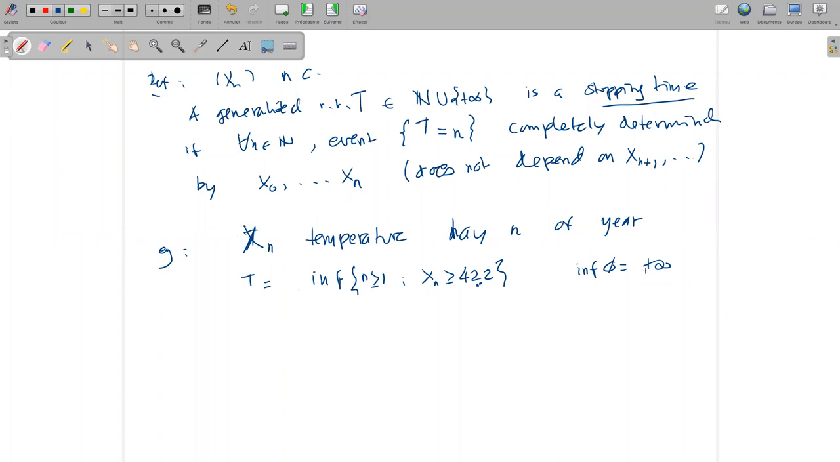So this is a stopping time, because in order to ask whether T is equal to m, it's enough to see the temperatures between the days 1 and m. But if I am asking T prime to be the infimum of n such that Xn is the maximum temperature of the year, of course, this is not a stopping time, because to answer whether T equals m, I have to know not only past temperatures, but also future temperatures.